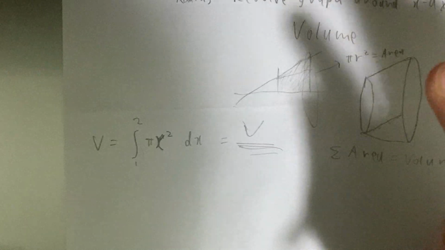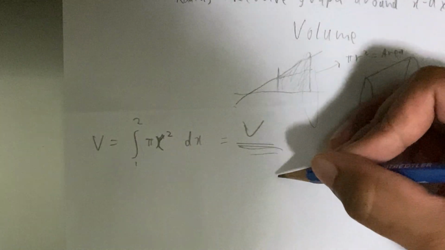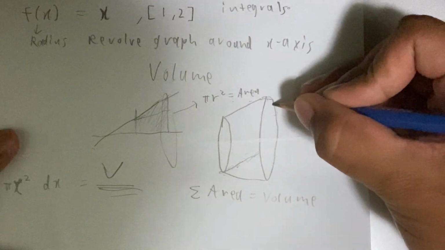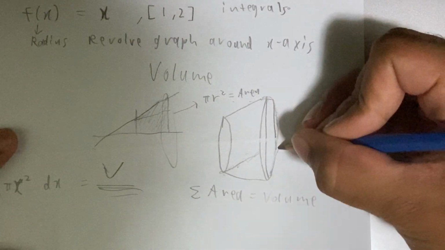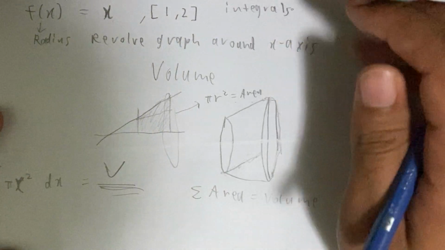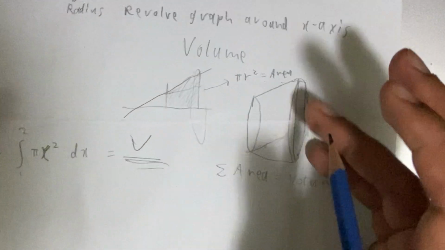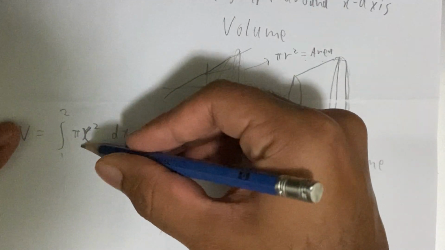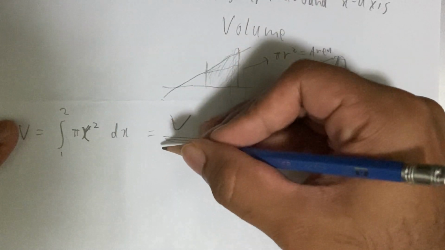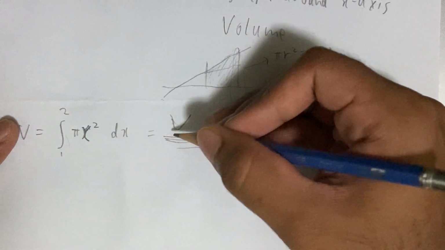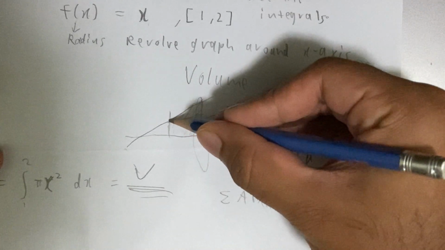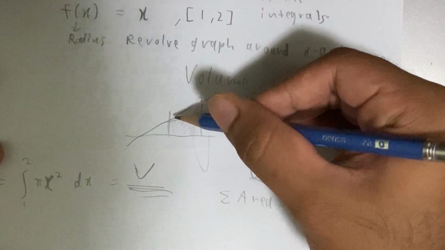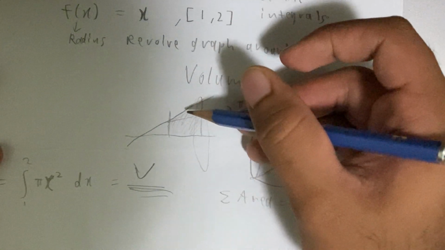But what if it's not a circle? What if it's a square? If the cross sections were squares, like this, then instead of pi r squared, the area would now be r squared, right? Oh my god, I forgot the square formula. Would it be r squared?